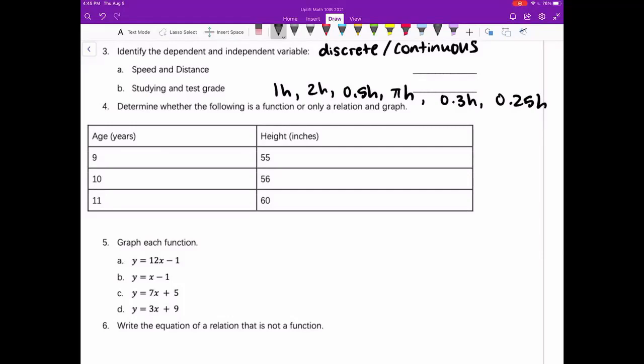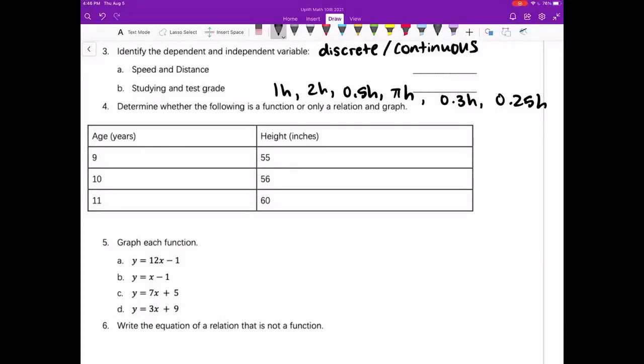Relation. It's a function. Can you please explain why it's a relation? Yeah, I think. Well, explain why it's not a function. Oh, okay. That kind of makes sense.